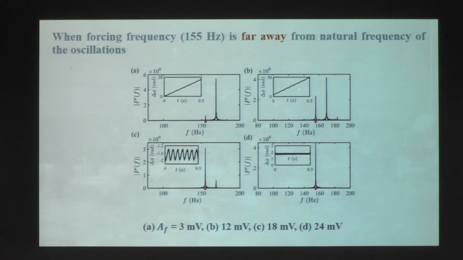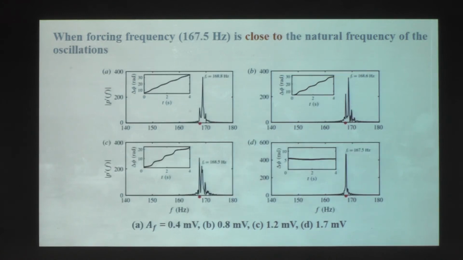If you see these two plots, B and C, you can see the difference. This is my forcing frequency peak and this is the natural frequency peak. When you move from 12 millivolt to 18 millivolt, there is a shift in dominance of frequency. It was a natural frequency dominated oscillation, whereas this is a forcing frequency dominated oscillation, and finally it gets locked with the forcing frequency. So this is when your forcing frequency is 155 Hz.